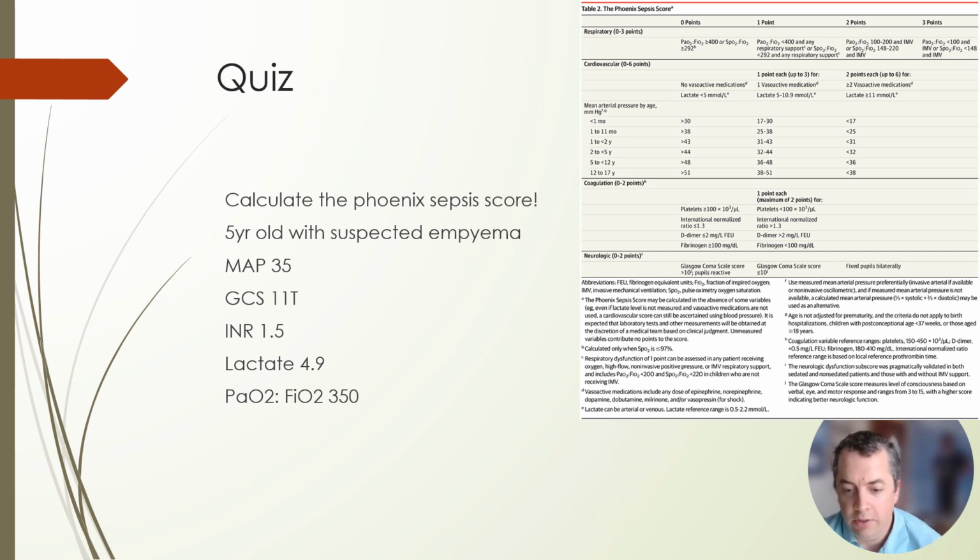All right, to go ahead and calculate the Phoenix sepsis score. This is a 5-year-old with a suspected empyema with a MAP of 35. You can see that that puts you into the 2 points category. A GCS of 11T gets you no points. INR 1.5 gets you 1 point. Lactate of 4.9 gets you none, and a PaO2/FiO2 ratio of 350 might get you 1 point, but they want it to be distant to the site of infection, so you get 2 plus 1.